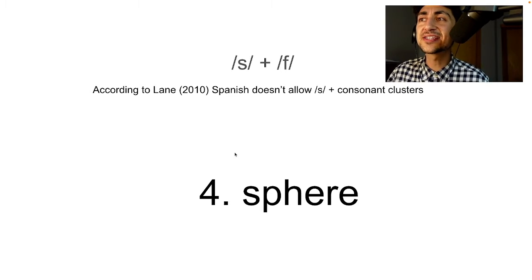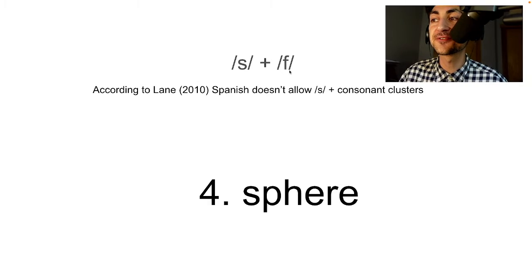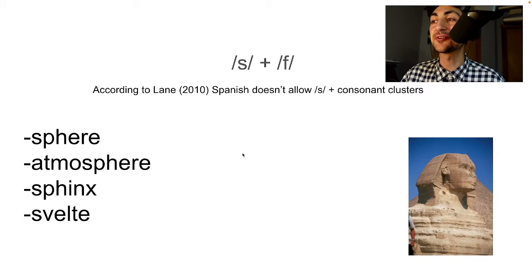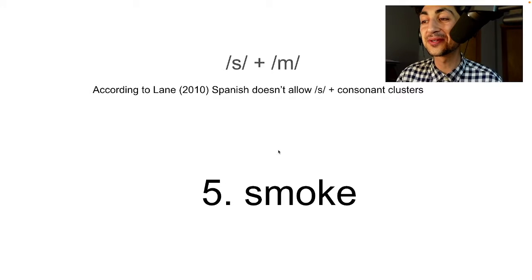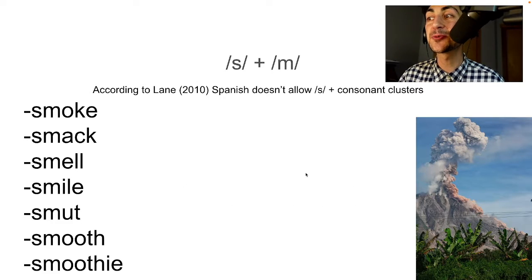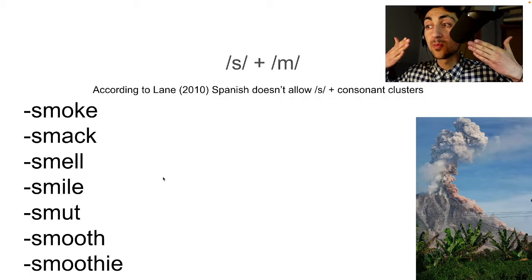Next up, we got SF. SF, sphere. That's the example here. We got the great Sphinx. That was less common, but still a good one. Or smoke. I see smoke coming from the volcano. You can try these too if you want to pause the video. If you don't want to, don't worry about it.